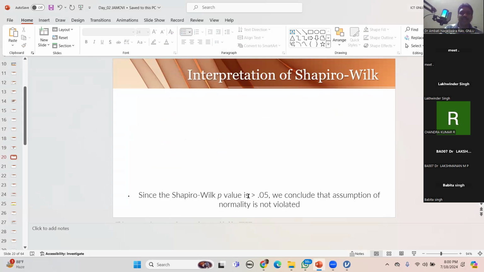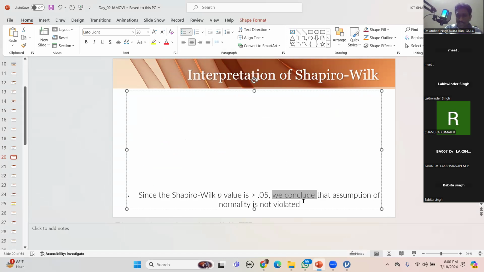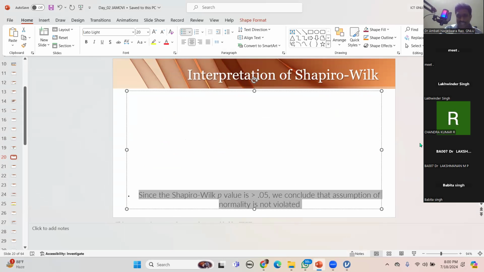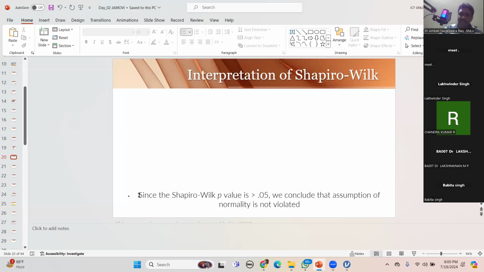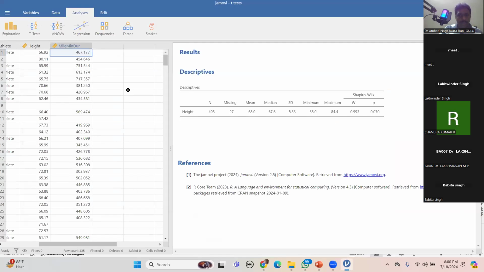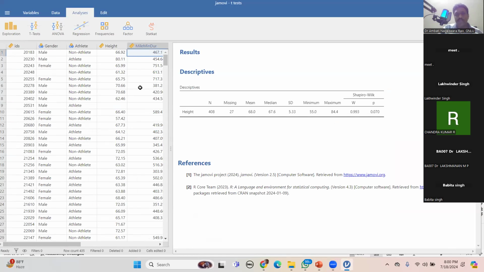Since the Shapiro-Wilk value is greater than 0.05, we can conclude the assumption of normality is not violated. It means our data is distributed normally. So one can write a small line about the normal distribution of the data as part of a research paper or thesis. We are able to fulfill our assumptions: height is a continuous variable, and our data is collected with random sampling. So we fulfill all the assumptions.